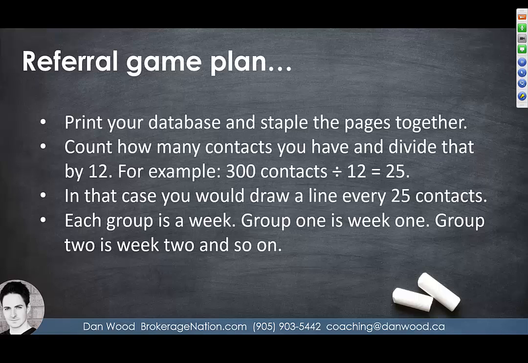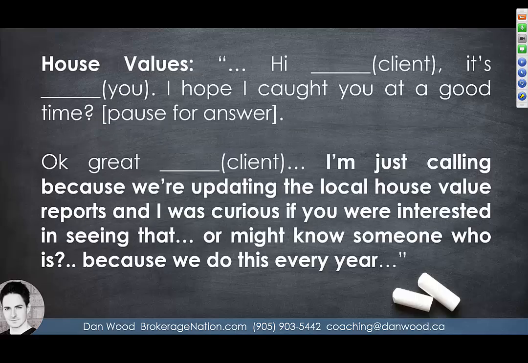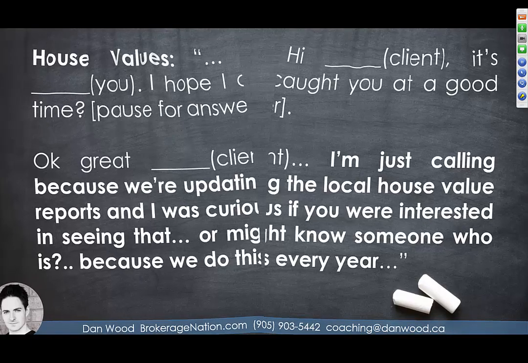So I would call those people on Monday with a script. I would call them again on Wednesday maybe, and on Friday, if I called them again and didn't get them, I would leave a voicemail. So this is a sample of a script that I would use. I would use this one based on house values, especially leading into the new year. I would just call my database and let them know that we're updating the local house value reports, and we're just curious if they're interested in seeing that. It's a real simple conversation to start the ball rolling.